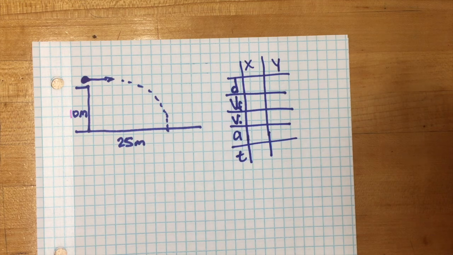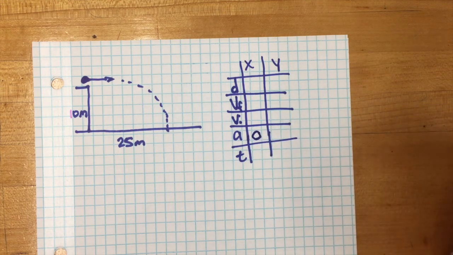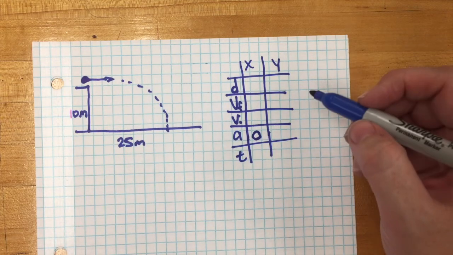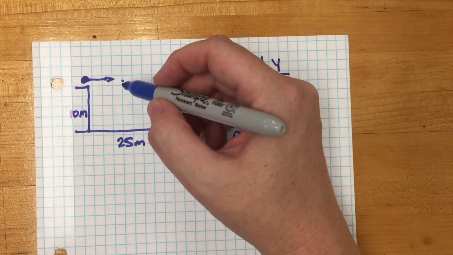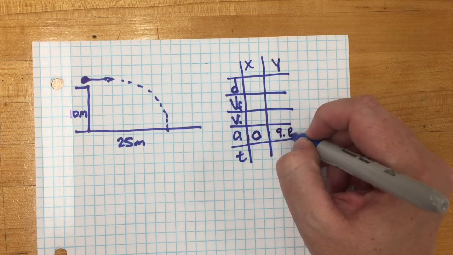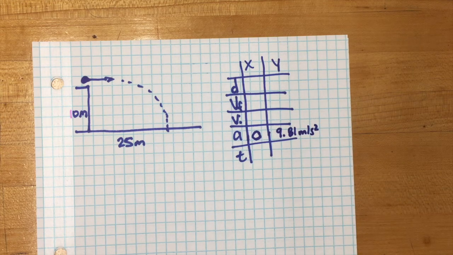For the problems we'll be doing, the acceleration in the X direction will always be 0. There is nothing causing that object to speed up in the X direction, as it's going across this way. In the Y direction, gravity is the only thing that's pulling it down, so our acceleration there is 9.81 meters per second squared. We'll always use positive on this for what we're doing this week.